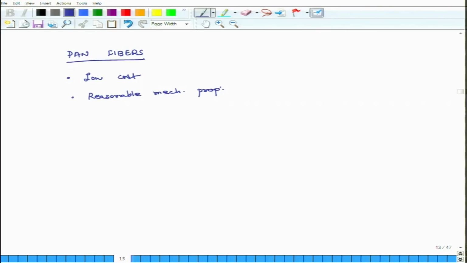And actually we will see these properties. Because of low cost and reasonable mechanical properties, they are very popular in space, aircraft, and missile applications.